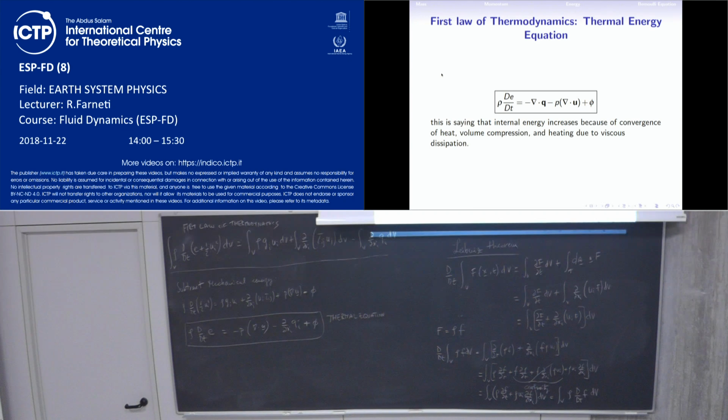So internal energy, E, can increase because of convergence of heat. That's the first term, this one. So you have a divergence. If you have a convergence, that is going to be an increase in your internal energy. Volume compression, which is this other term, and viscous dissipation, which increases your internal energy as well. So, convergence of heat, compression, and viscous dissipation, which removes kinetic energy from the system and adds it in the form of heat.